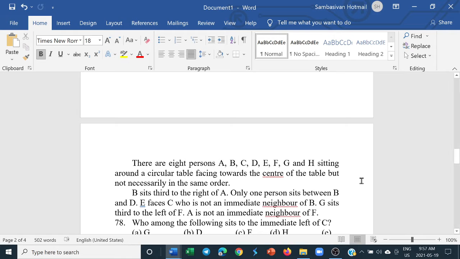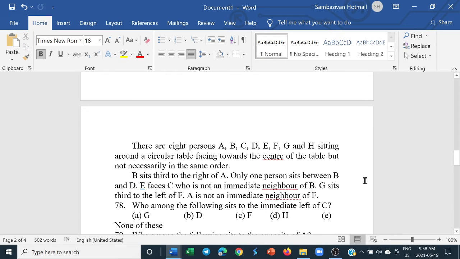Then only one person sits between B and D. It can be on B's left side or right side. E faces C, who is not an immediate neighbor of B. And G sits third to the left of F. A is not an immediate neighbor of F. Only one person sits between B and D. So we can have two pictures.